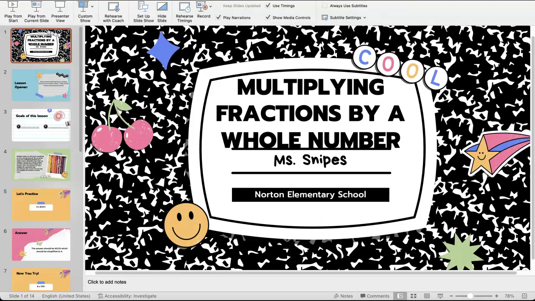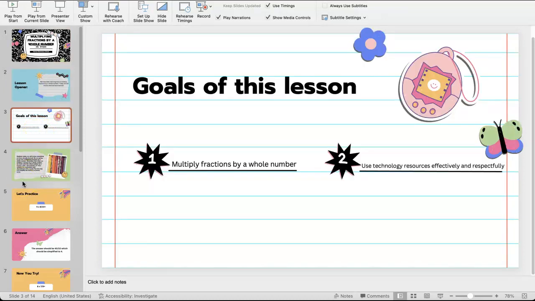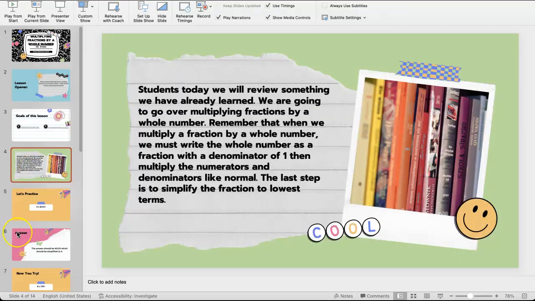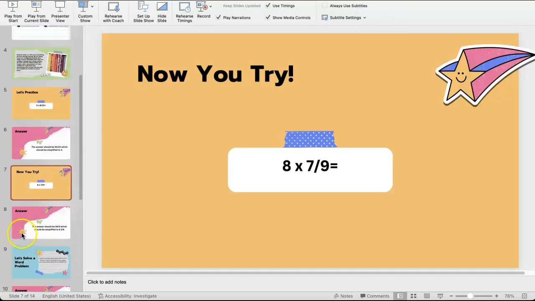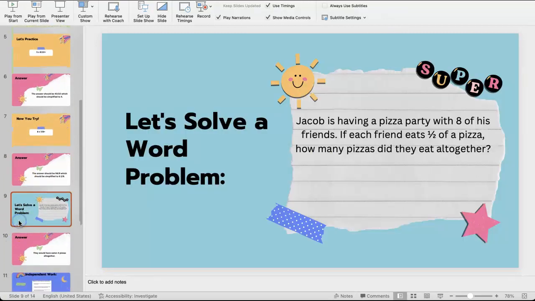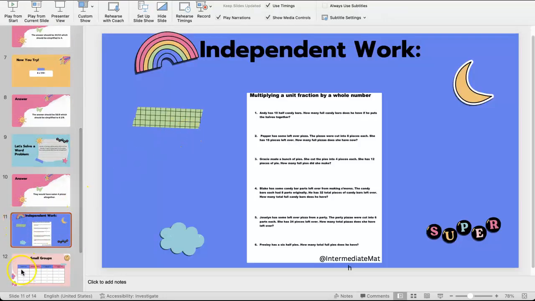By being a co-learner, I was able to learn new strategies, collaborate on ideas with students, and challenge them to try new things. We went through the entire lesson of multiplying fractions by a whole number, starting with the lesson opener and going through the goals of the lesson: to multiply a fraction by a whole number, and, as our second goal, to use technology resources effectively and respectfully. We solved problems separately and together. We practiced with one another. Students were able to try on their own. We solved another word problem together, and students were given their independent work.